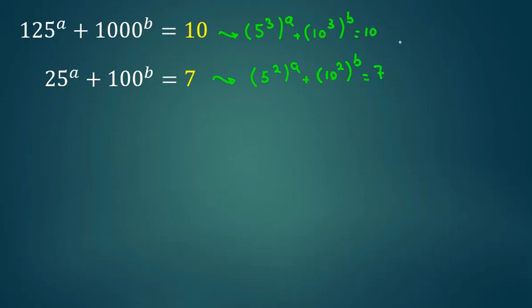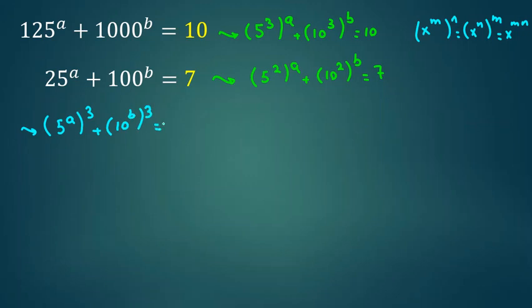Next step, we use the power rule: x to the m, to the n, and you can switch m and n, is equal to x to the mn. Now if you do this, the first line will be 5 to the a cubed plus 10 to the b cubed equal to 10, and this one will be 5 to the a squared plus 10 to the b squared equal to 7.